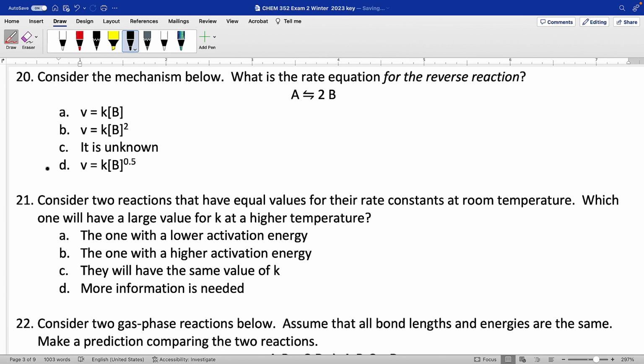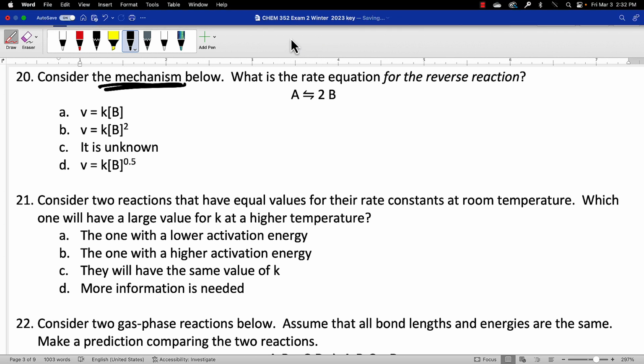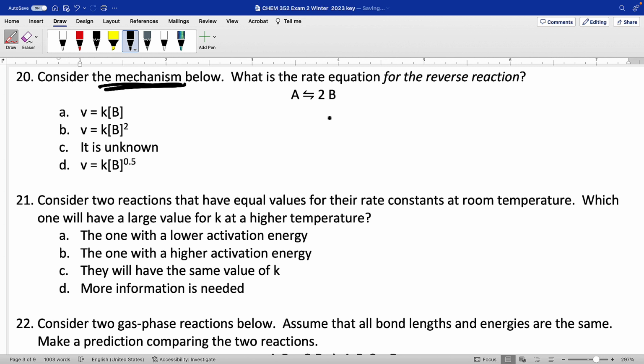All right, consider the mechanism below. What's the rate equation for the reverse reaction? So this is similar to the one at the start of the test, but it's different because here we specify that this is a mechanism. So right away we know this isn't just telling us that the stoichiometry is 1 to 2. We're talking about the forward process being unimolecular and the reverse process being bimolecular. And so we know we can predict the order of the forward and reverse step. And so here we're looking at the reverse step. So we know it's going to be k' times [B]^2 because it's bimolecular, so it has to be second order in B.